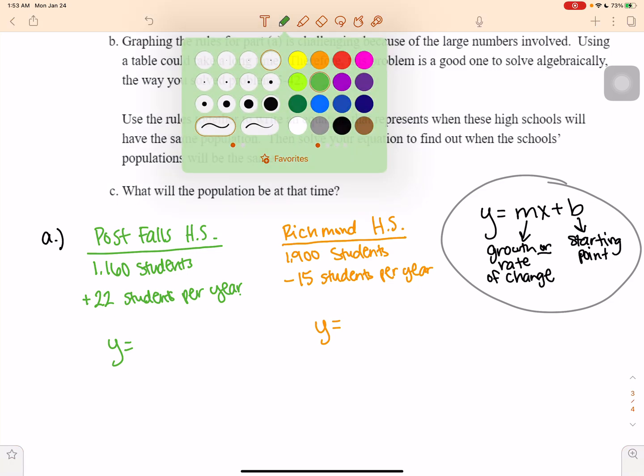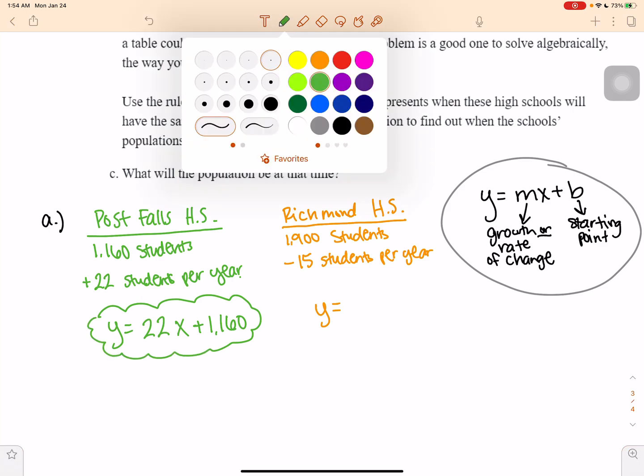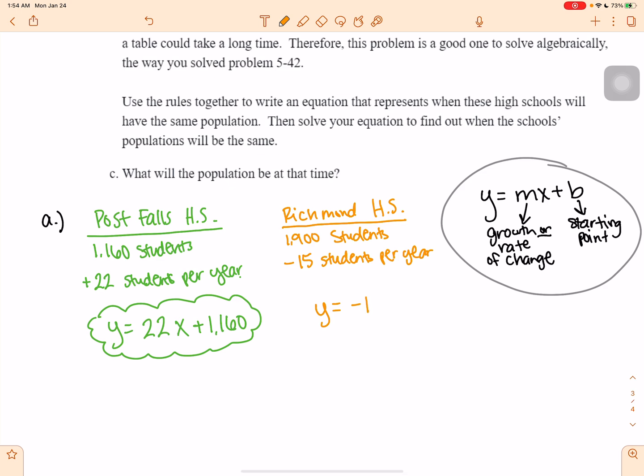Okay, so here, if our growth is 22 students per year, that's what's going to go in for M, and it's going to be a positive 22. So 22 times the year, which X represents the year, plus the students that we've already started. This will tell us the number of students at any particular year, that equation. So this is for Post Falls High School. Now for this one, we are decreasing by 15 students per year. And we started off with 1,900 students. So that would be the rule for this problem.